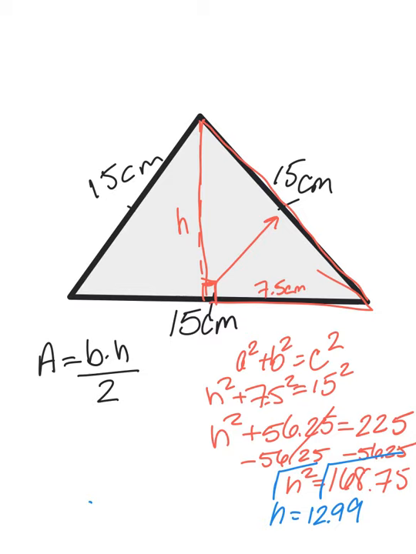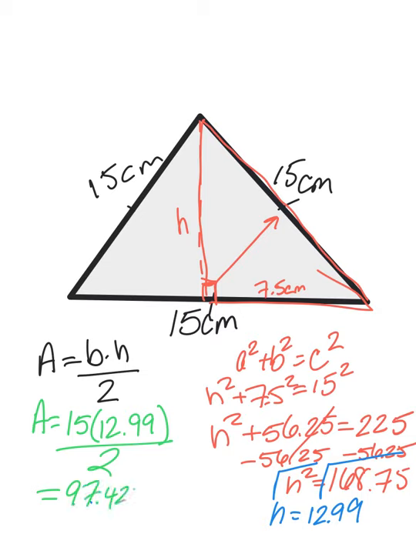Now, let's go back and finish our question. So, area equals base, which is 15, times height, which we just found out was 12.99, divided by 2. Plug that all in our calculator, and you get 97.425. What are my units? Centimeters squared. And there we go.